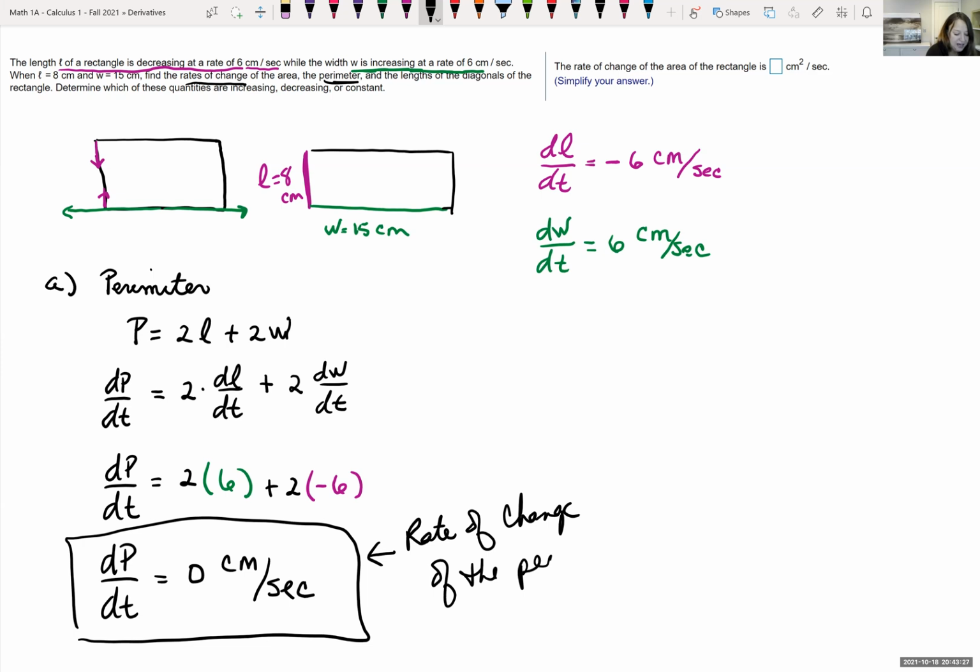So it didn't even matter in this case where we were looking. We didn't even have to plug anything in. The rate of change of the perimeter is 0.